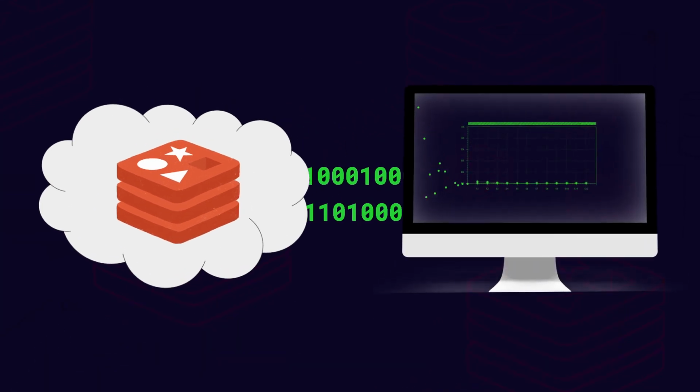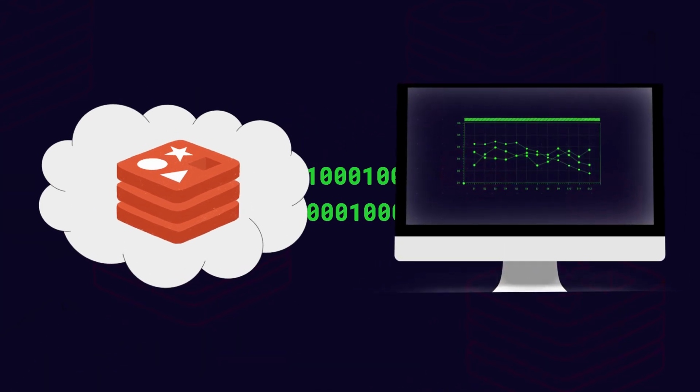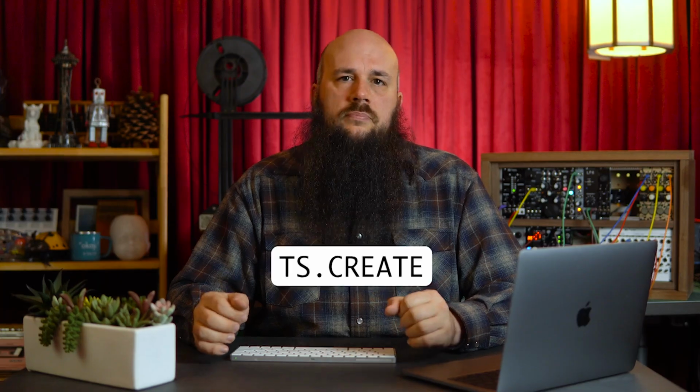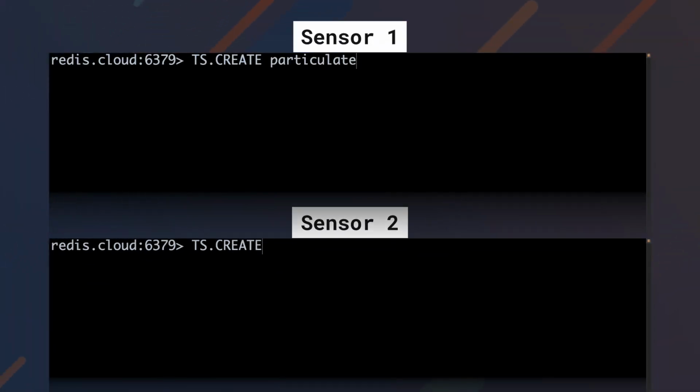We can then create a service to monitor the values and send an alert when the threshold of clean air has been passed. Time series commands are prefixed with TS, followed by the actual command. To create a time series in Redis, use the create command followed by the key name. For our 2 sensors, we'll use particulate-sensor:1 and particulate-sensor:2.